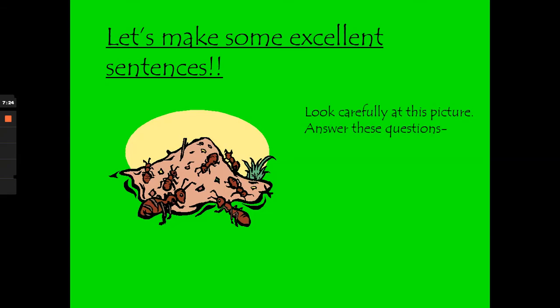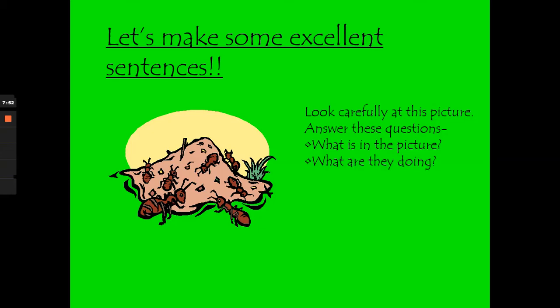So look carefully at the picture and please answer these questions. What is in the picture? I just want you to think about what word you would call what's in the picture. It's not a word that I've already said today, it's another word, but you know it. It would be a person, a place, or a thing. What would that be? If you said noun, you're correct.